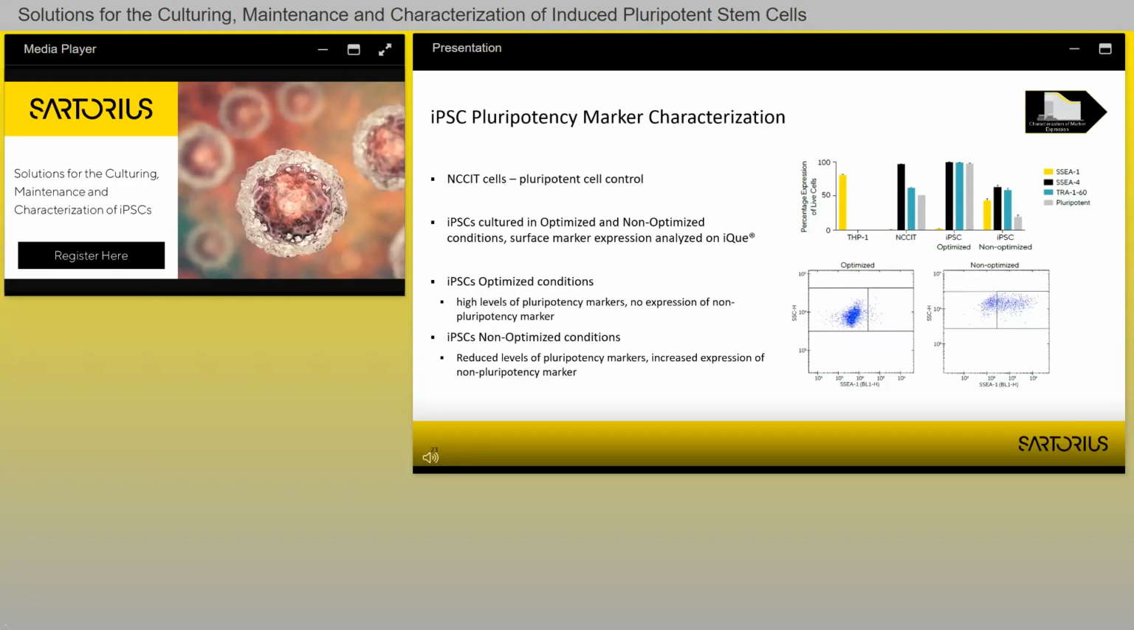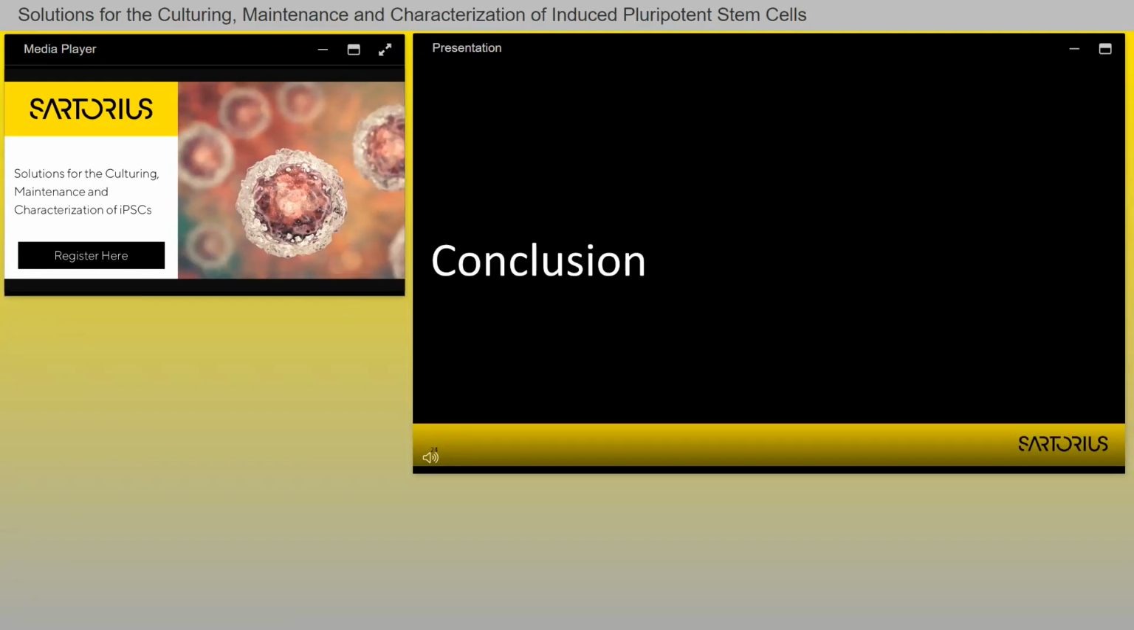So this is a nice way of showing how the iQue can confirm some of the data that we have already gathered on the Incucyte. You can run your cells through the Incucyte, perform all of that monitoring of morphology, and then collect those cells at the end and run them through the iQue to confirm your analysis there. On the next couple of slides, I'll summarize what we've learned today.